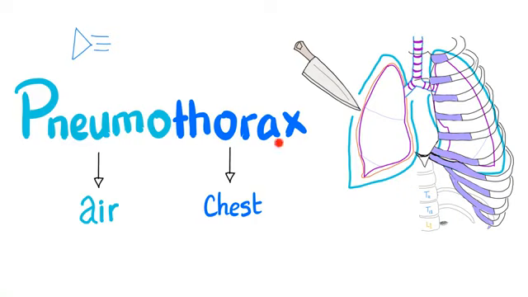Today, we will discuss pneumothorax. Pneumo means air and thorax means chest. What do you mean by chest? I mean between the two layers of the pleura: the visceral pleura, which covers the lung, and the parietal pleura, which lines the chest wall. With that being said, now let's get started.